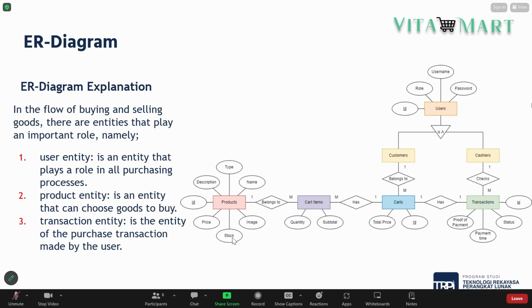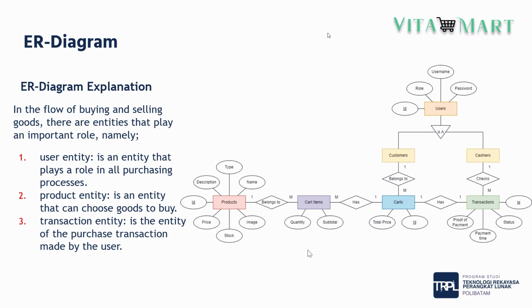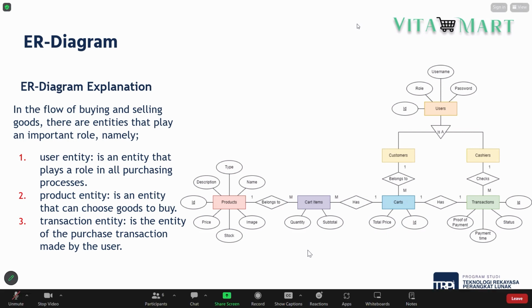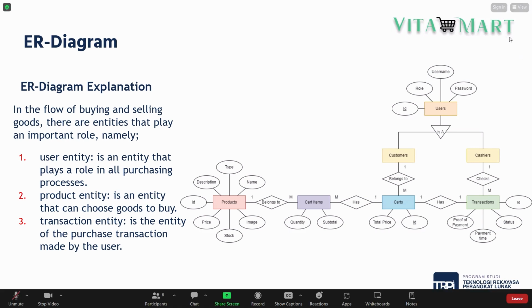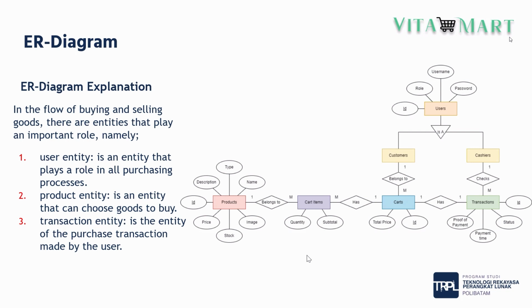Okay, next slide will be explained by Jericho. Okay, next diagram. In the diagram, we have 5 entities. The first entity is user. In user, we have attributes ID, role, username, and password. Next is entity transaction. In transaction, we have attributes ID, status, payment time, and proof of payment. Next, entity cart. In cart, we have attributes total price and ID. Next, entity cart item. In cart item, we have attributes quantity and subtotal. Next, entity product. In product, we have attributes ID, price, stock, image, name, type, and description.